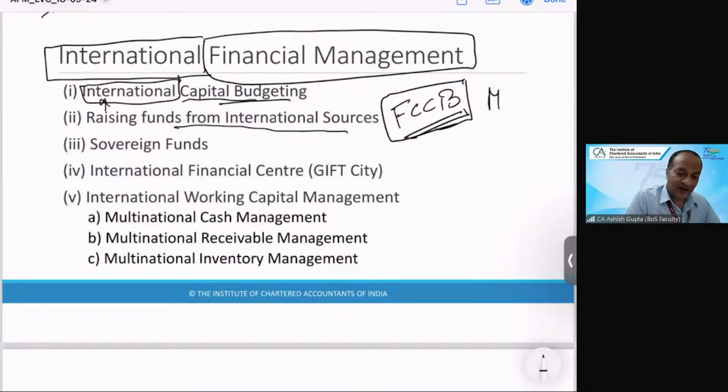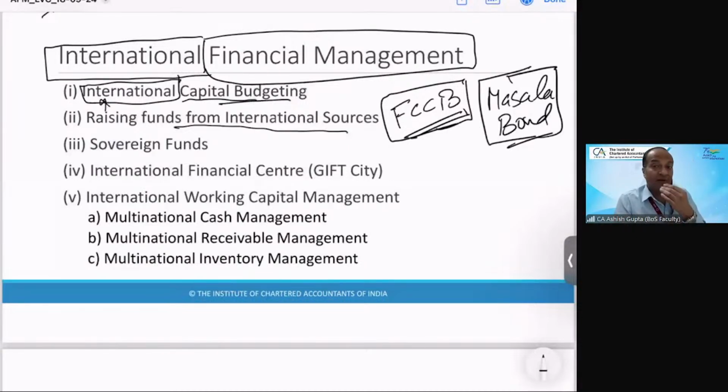Similarly, you must have heard the name masala bond. Masala bonds are basically rupee denominated bonds, but they are issued outside the boundaries of India. So all are covered here. And sovereign funds. Sovereign funds means some countries have a surplus of money, and they invest worldwide. Then comes the international financial center, that is Gift City.